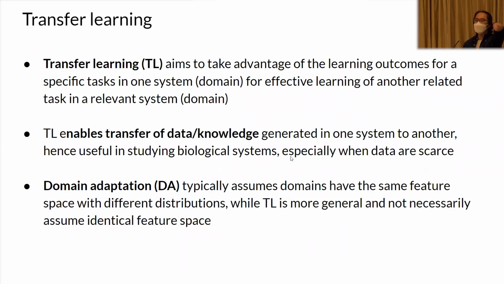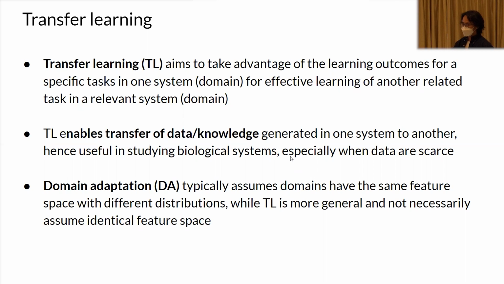Yeah, so many of you may already be familiar with transfer learning, but let me just briefly summarize. Transfer learning aims to take advantage of the learning outcomes for a specific predictive task in a specific system, and then try to apply the learning outcomes to a different domain or different system or different predictive task for the same system.